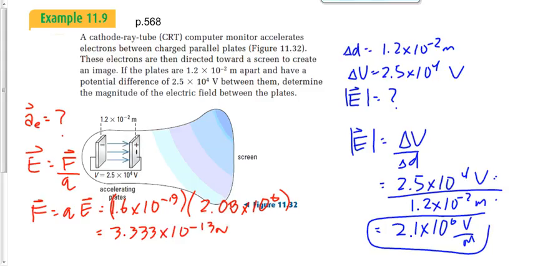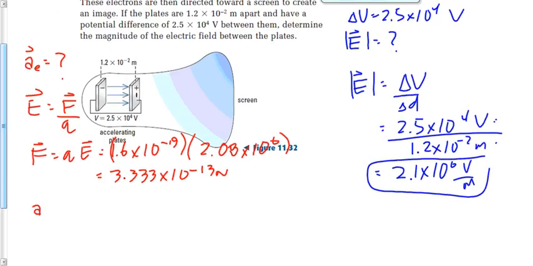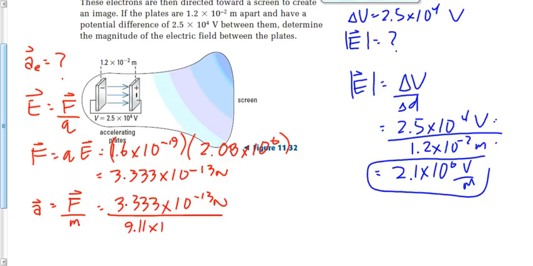And you guys learned the other day that if you're ever looking for acceleration, all you need to do is get the force and then divide it by mass. So we divide it by the mass of the electron. 3.7 times 10 to the 17. That would be meters per second squared, or you could say newtons per kilogram.